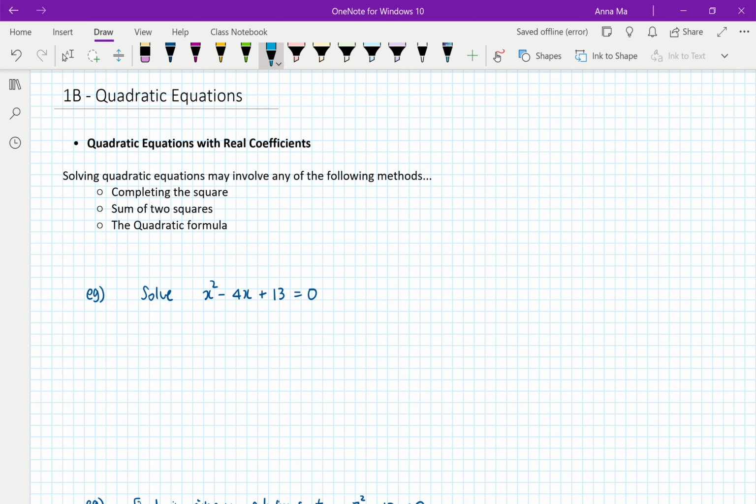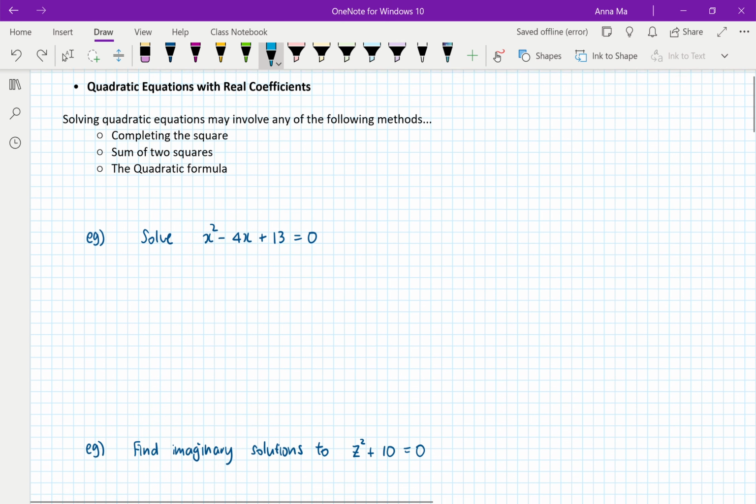So first of all, we're going to have a look at quadratic equations with real coefficients. And when you're solving quadratics with real coefficients, it may involve any of the following methods. So you might need to complete the square, or use sum of two squares, or use the quadratic formula. So I'll show you an example of using each method.